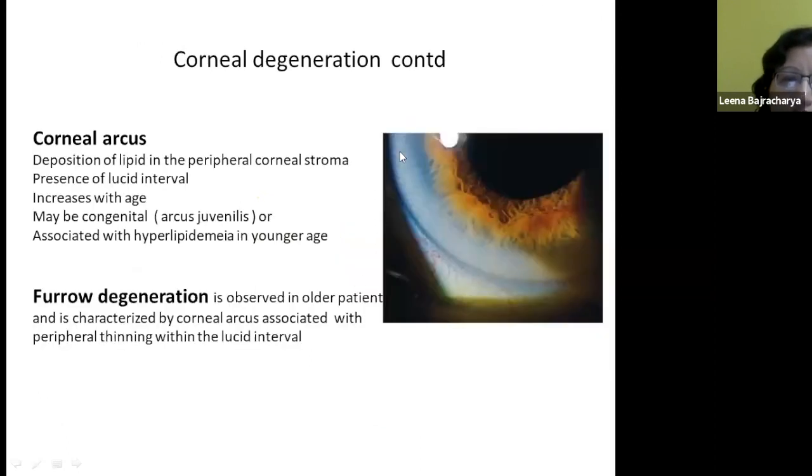So this is the picture of corneal arcus. It may be senile and juvenile. If it is juvenile, again, we have to think of hyperlipidemia. If it occurs in a younger patient, we have to do a lipid profile.